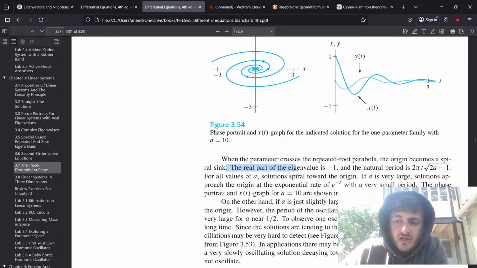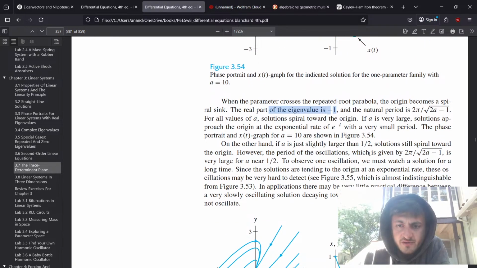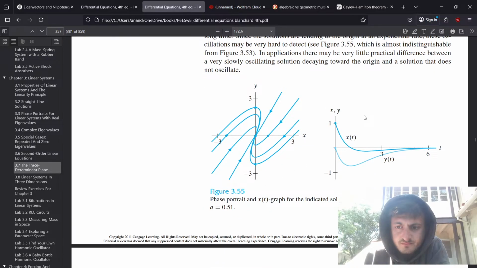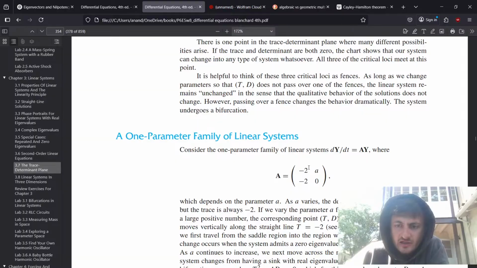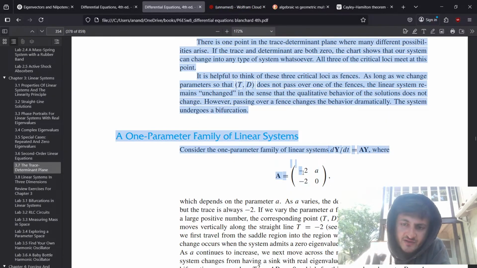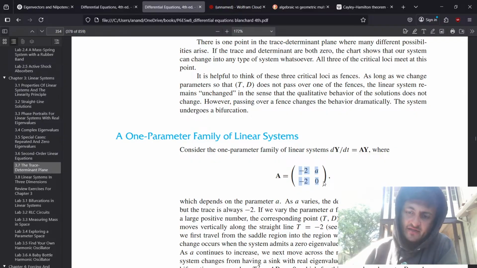Okay, when the parameter crosses it, finally, the origin becomes a spiral sink. The one thing that I wish they would have shown is the case of bifurcations when the trace and the determinant both depend on A.